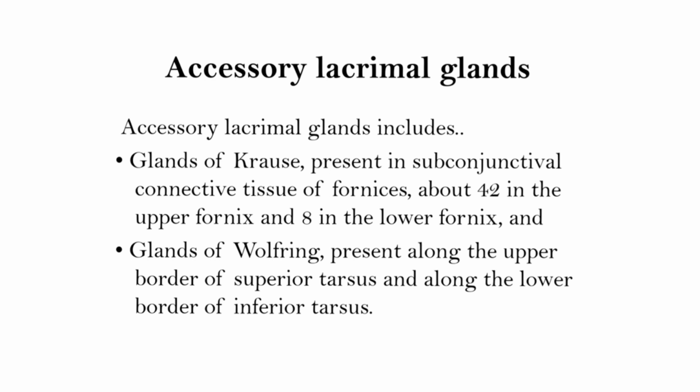Next is the accessory lacrimal glands. They include glands of Krause, present in the subconjunctival connective tissue of the fornices, about 42 in the upper fornix and 8 in the lower fornix. Glands of Wolfring are present along the upper border of the superior tarsus and along the lower border of the inferior tarsus.